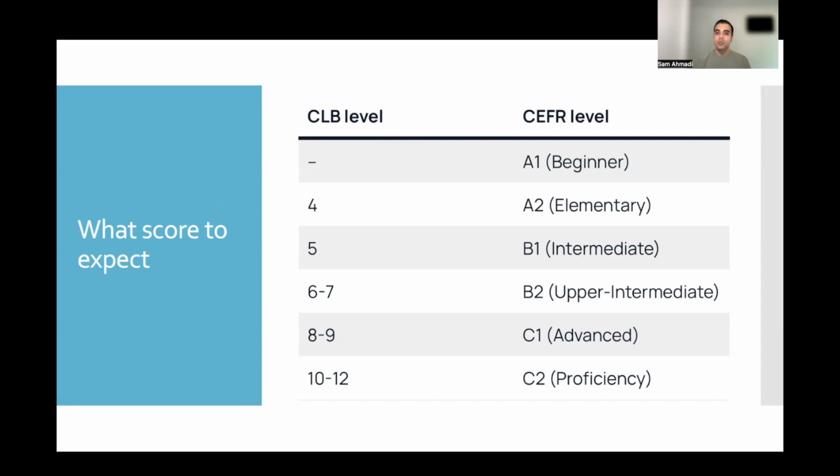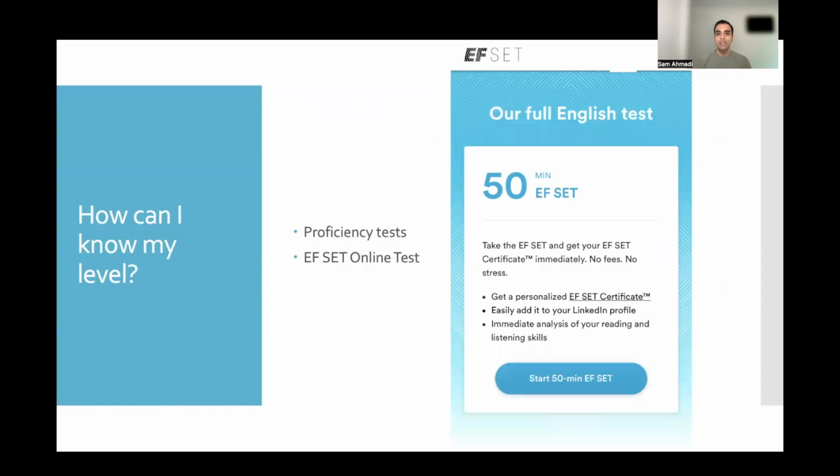At this point, you might be wondering, what's my proficiency level? Where do I stand in all of this? Well, there are different ways that you can know your own level of proficiency. One way is to take a proficiency test. So if you have taken another test, such as the IELTS or the TOEFL before, and you prepared for that test, then your result will be a good indicator of where you stand.